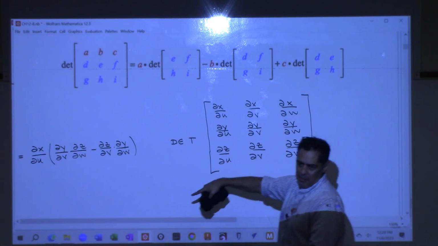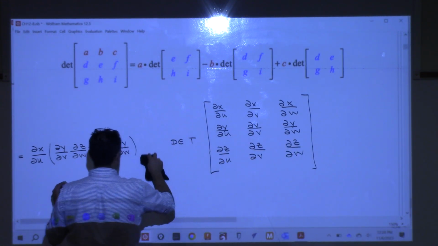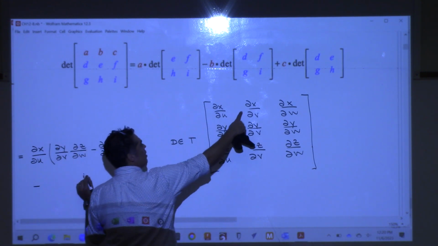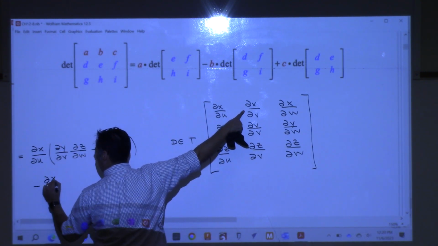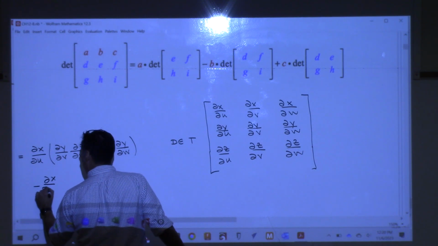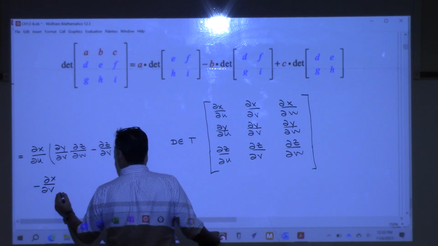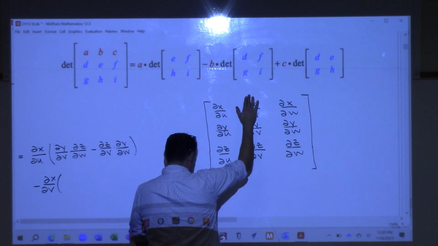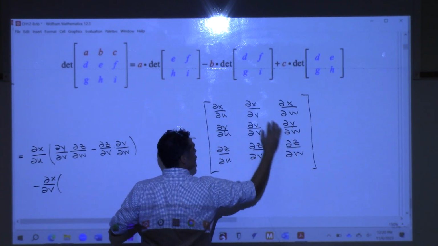I'm going to go below it because I can't keep going to the side. So now I'll do minus. Minus, and now I'm moving on to this one. Partial x with respect to v, times, now I need to determine, I'm covering this up. It'll be these two and those two, right?